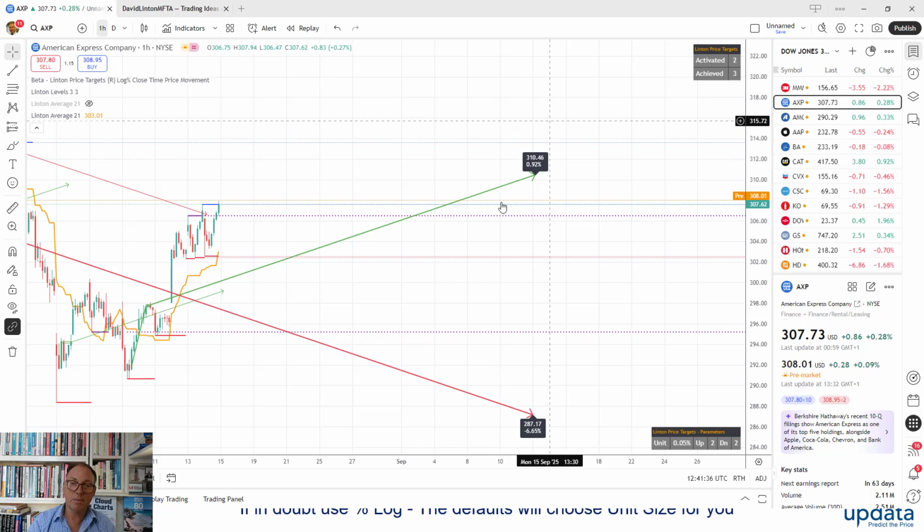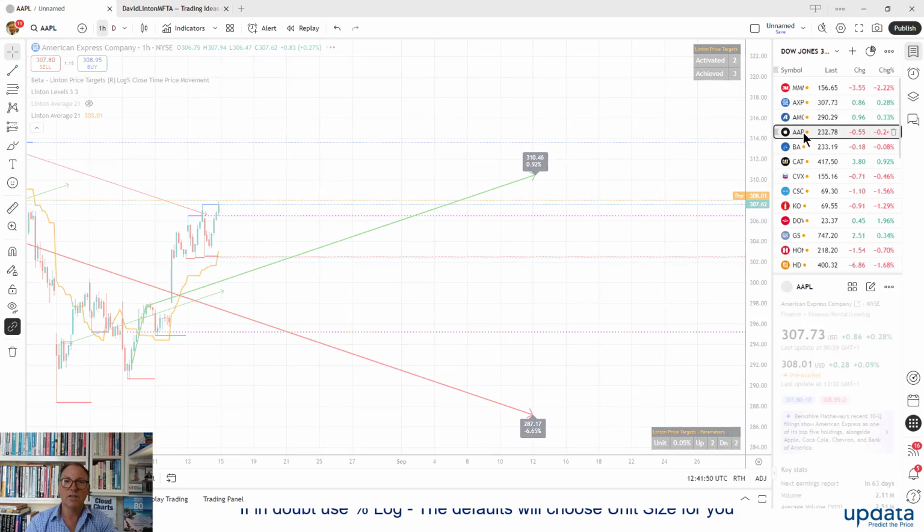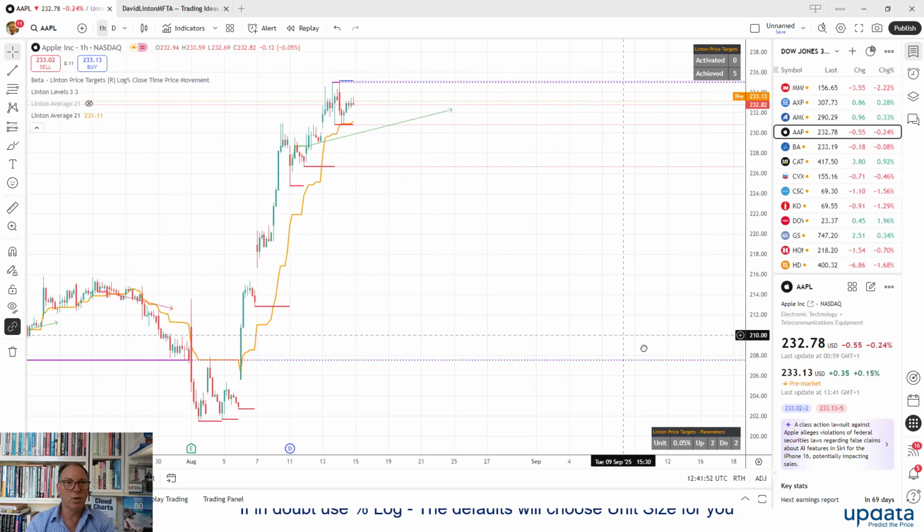But remembering that the target is just an aide memoire. Don't hang your hat on $310.46. It's just generating a target to that price area. So that is a factor. When you're using log scale charts, the target levels will be different.